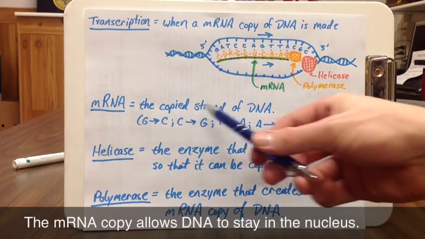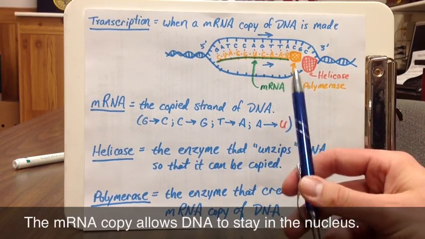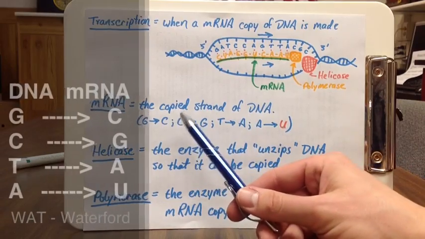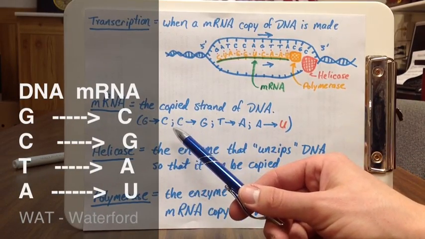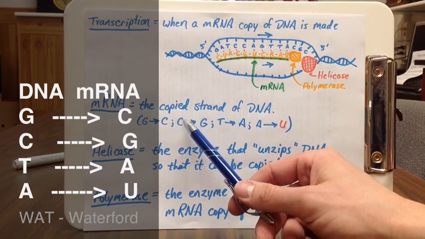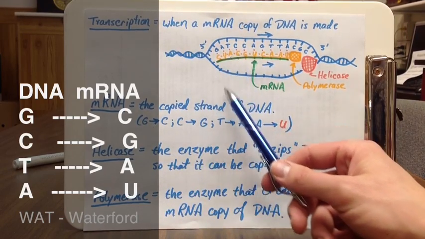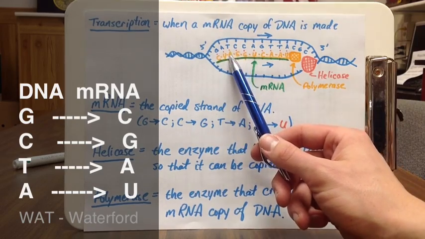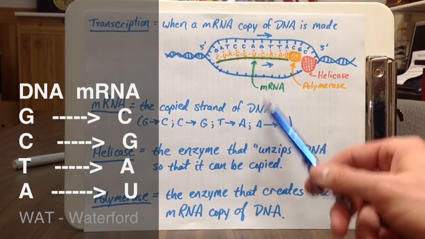mRNA, again, is just the copied strand of DNA. When we make a copy strand, we have to put the complementary base for each base in the DNA. So everywhere we see a G, we'll put a C. Everywhere we see a C, we'll put a G. Everywhere we see a T, we'll put an A. And everywhere we see an A, we'll put a U.